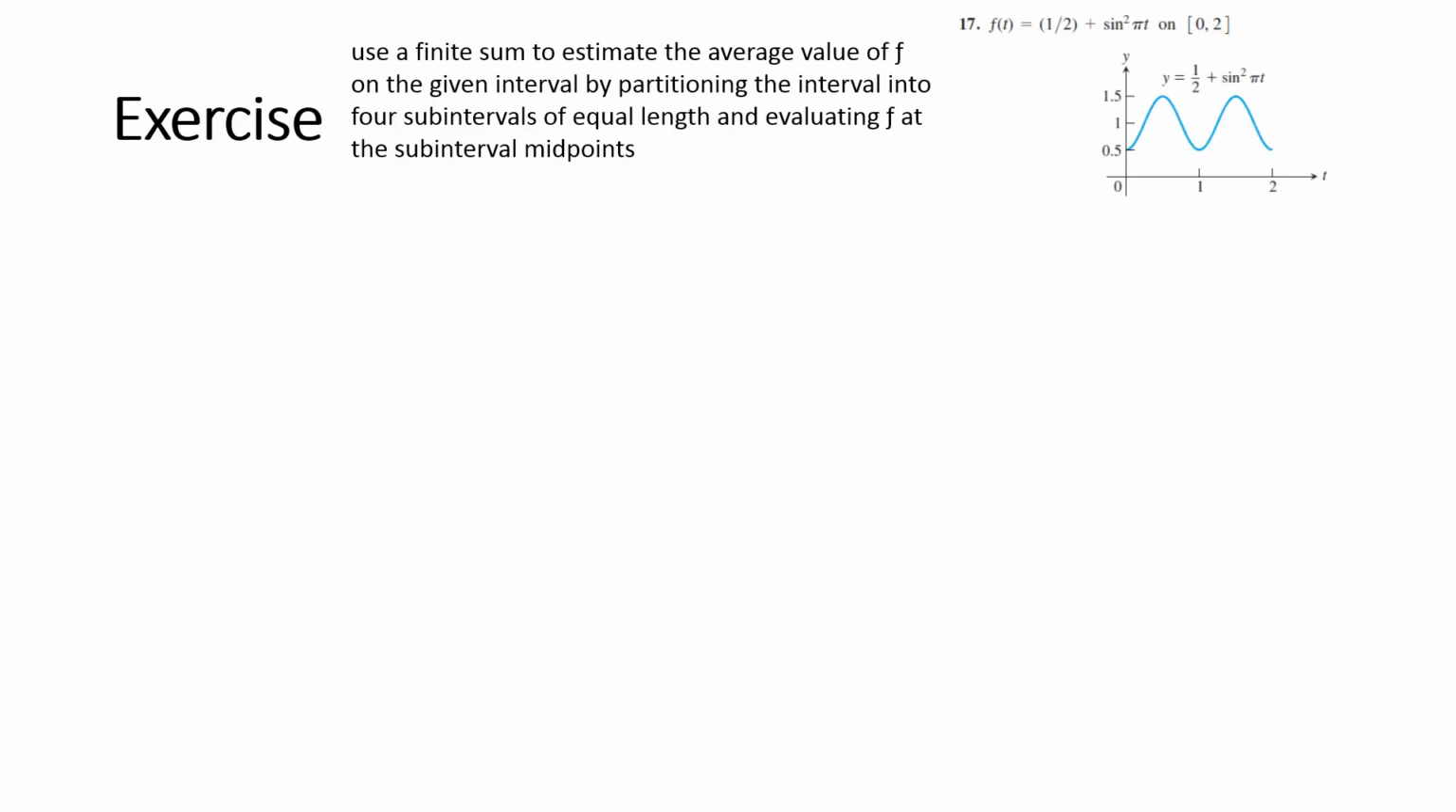Now there is an exercise. Use finite sums to estimate the average value of f on the given interval by partitioning the interval into 4 subintervals. So the given interval is 0 to 2, and we have to subdivide it into 4 subintervals of equal length, and evaluate f at the subinterval's midpoint. We have to use the midpoint rule. Okay, let's see how to do this.